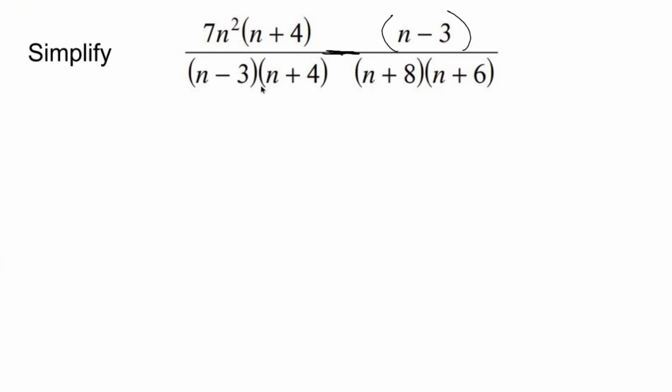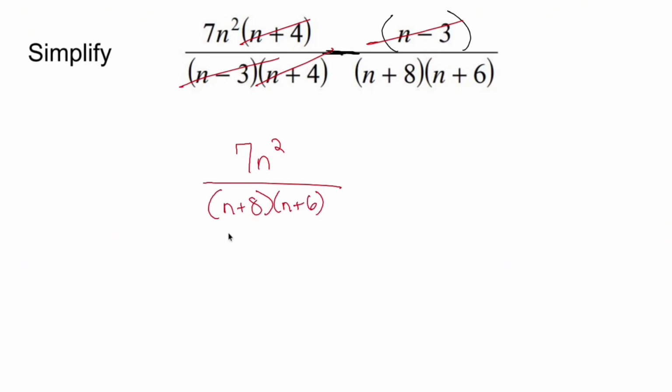Now when you multiply two fractions together, and all you're doing is multiplying across the top and across the bottom, you're allowed to cross things out if the stuff up top and the stuff on the bottom are the same. For example, n plus 4 and n plus 4 cancel out. n minus 3 and n minus 3 cancel out. What that leaves us with is 7n squared in the numerator and n plus 8 times n plus 6 in the denominator. Now, in order to really simplify this, what we ought to do is FOIL out the bottom.